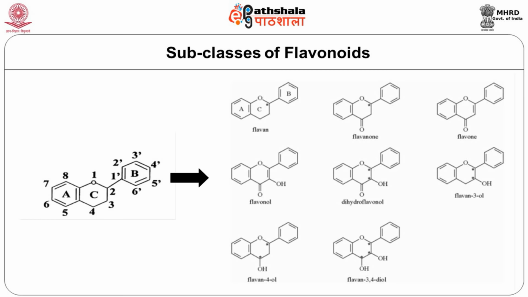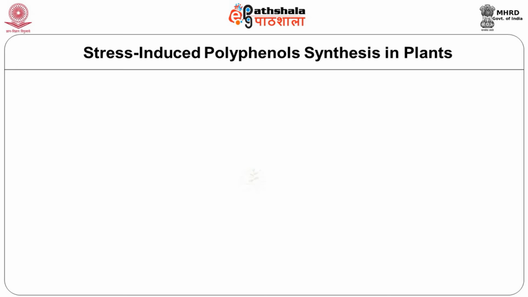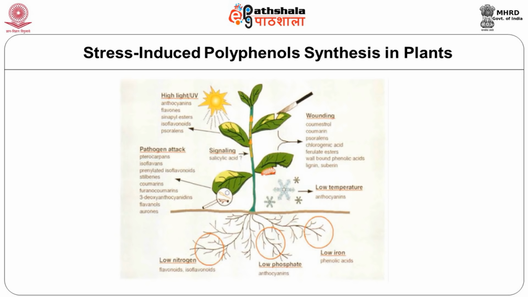How are these polyphenols synthesized in plants, and why? Basically, these secondary plant metabolites are synthesized in plants as a defense mechanism. There is UVB radiation, and also the possibility of wounding to the plant leaves, roots or stem, or differences in temperature, which may be very high or sometimes very low. Also, a pathogen attack can occur on the leaf, roots, fruits, or different parts of the plants. In addition, soil conditions, like a soil deficient in nitrogen, low in phosphate, or low in iron, can lead to stress-induced polyphenol synthesis in plants.